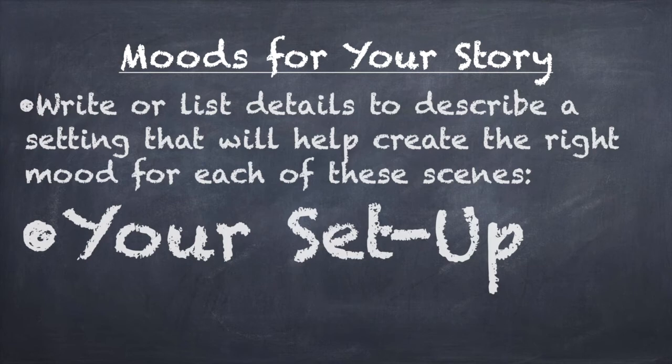So let's look at those story beats and write out a list of details that describe a setting that will help you create the right mood for each one of those scenes. In this case, we're going to spend a minute or so here on the setup. What are the details and the setting that are going to take place for the setup of your story? When you're introducing your protagonist to the reader, your character's world, what is the setting going to be for that setup?